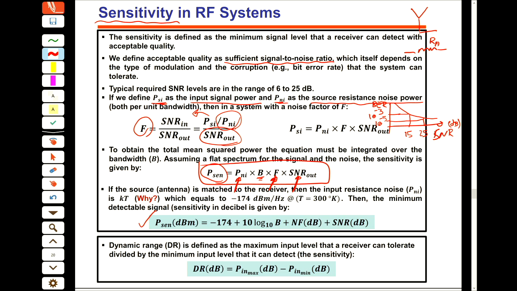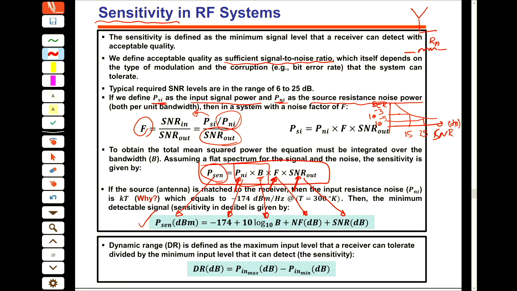The log 10 of the F is the noise figure. The log 10 of the SNR out is SNR out in dB. The log 10 of the input power is the PSN. And then the log 10 of these two. Okay, and the log 10 of B is this value. And then the log 10 is minus 174.